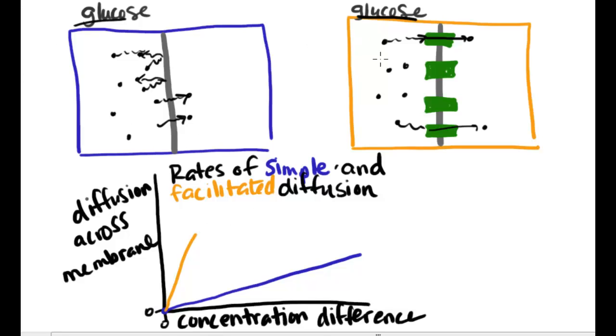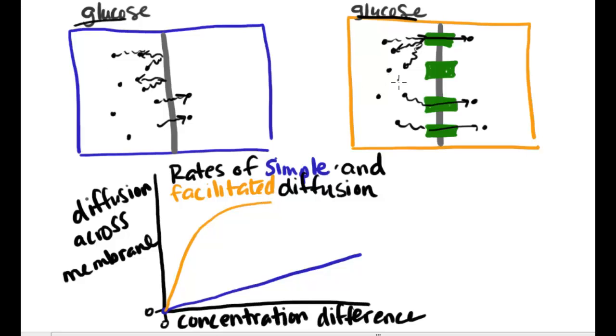But then if I keep increasing it, a lot of the times when this glucose molecule bumps into a carrier protein, that carrier protein will already be busy. So instead of getting carried across the membrane, this glucose molecule is going to bounce off. But sometimes it'll still encounter an empty one, and so it'll get carried across. So that rate will still keep increasing as I increase my glucose concentration, but not as much.